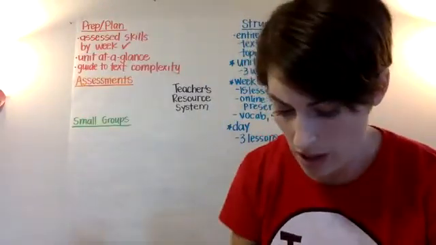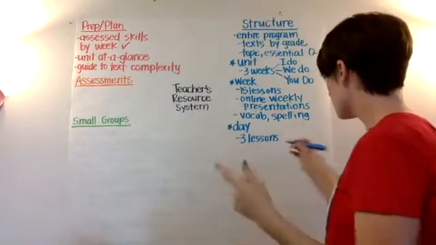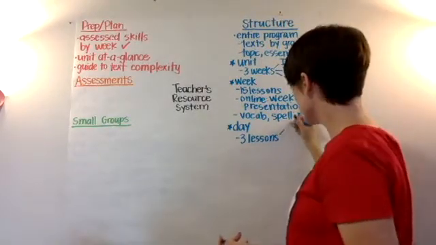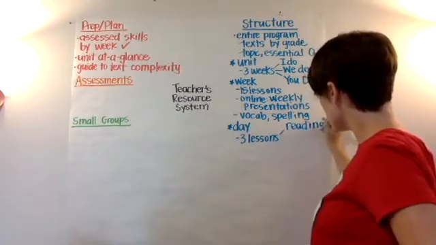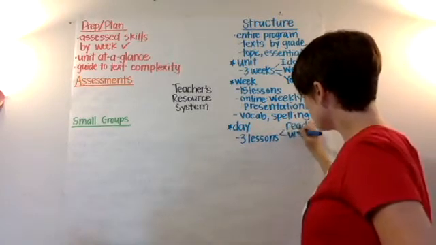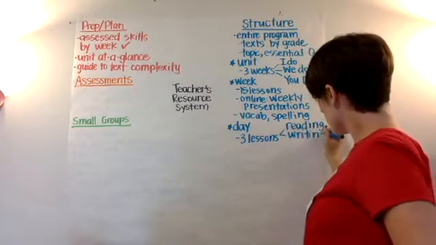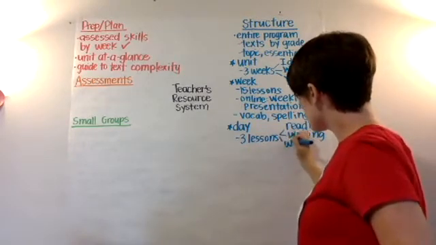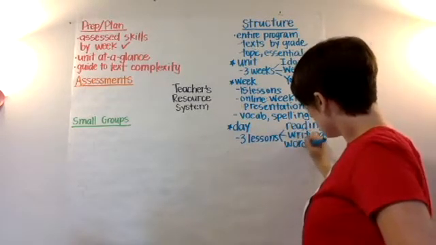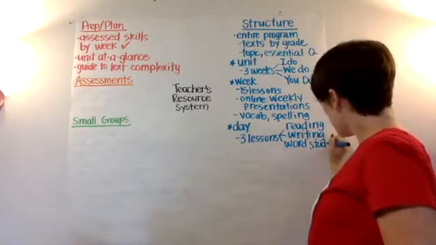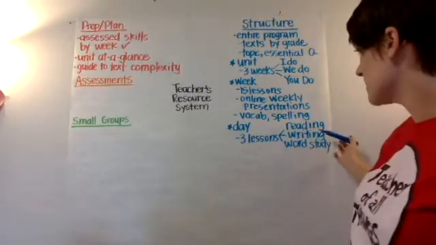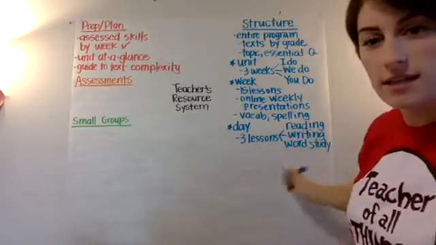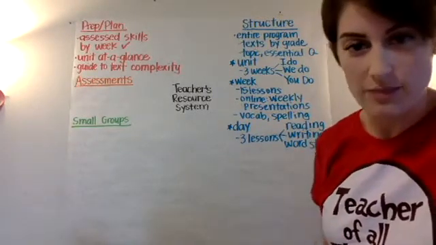But for 3 through 6, you're going to have 3 lessons: 1 being reading, so your close reading purposes, your tasks, writing, and then some kind of word study. Now, language and grammar is embedded in your writing lessons, and then your word study lessons are your phonics and spelling lessons.